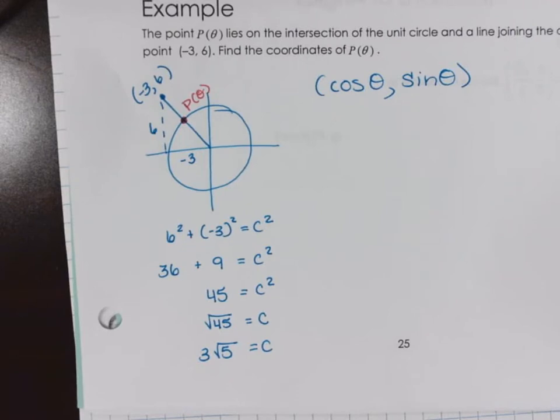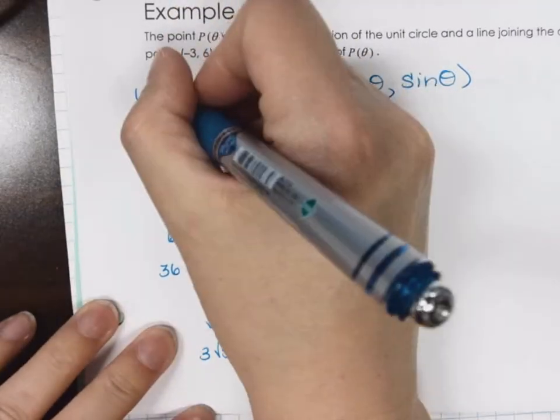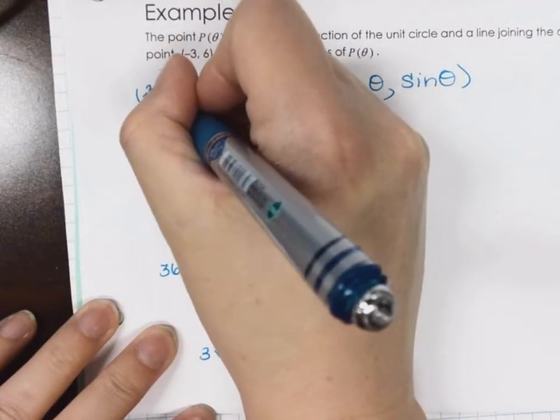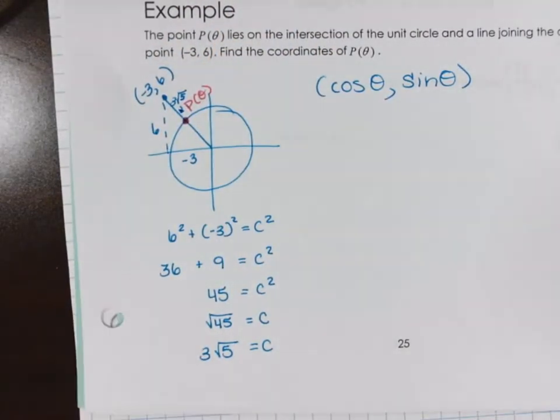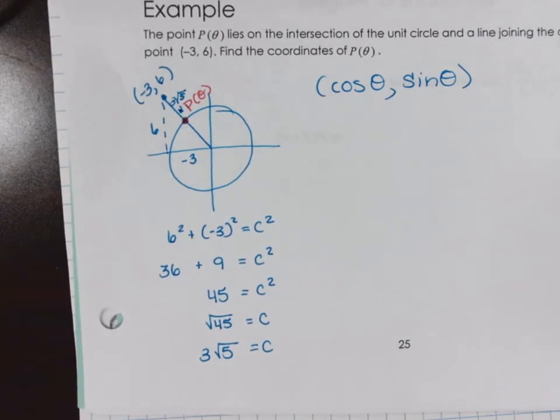Sorry, that's the hypotenuse, sorry. 3 root 5 is the hypotenuse. That is a terrible 3 root 5. I don't even know what that says. No judging here.